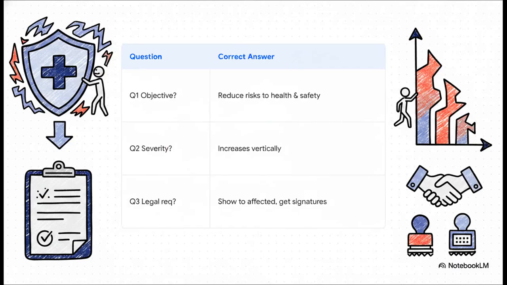All right, let's validate your learning for question 1. The objective is to reduce risks to the health and safety of everyone affected. Simple as that. For question 2, severity increases vertically up the y-axis. And for question 3, the legal requirement is that you must show the assessment to the affected persons and get them to physically sign and date it, proving they understand those safety controls.